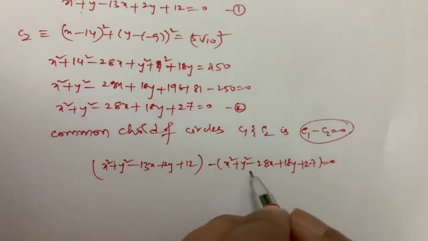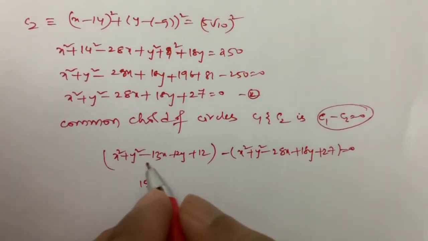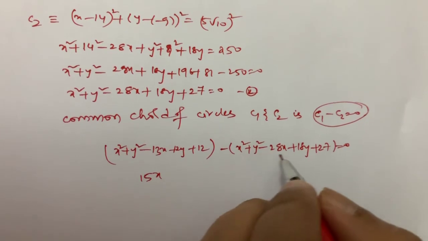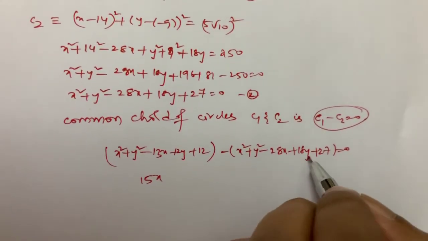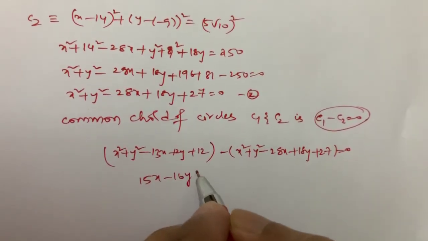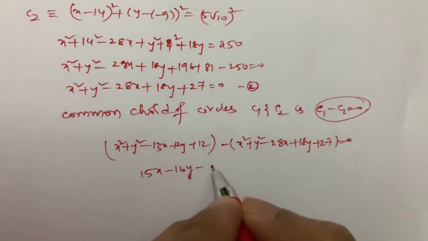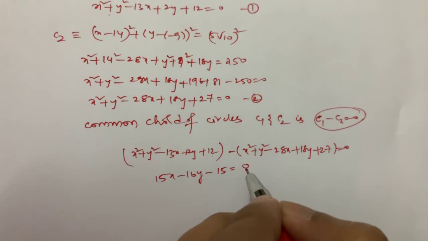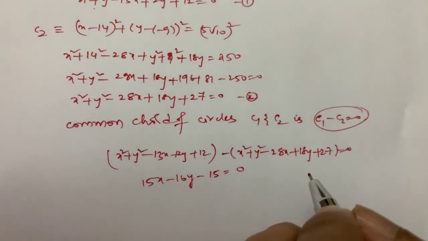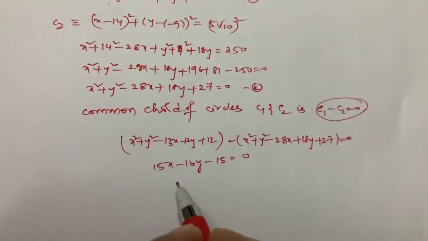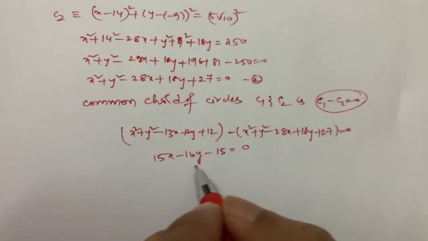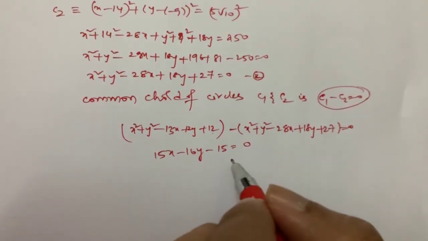If I subtract them, we get minus 13 plus 28, which is 15x, then 2 minus 18, which is minus 16y, and then 12 minus 27, which is minus 15, is equal to 0. So the common chord is 15x minus 16y minus 15 is equal to 0.